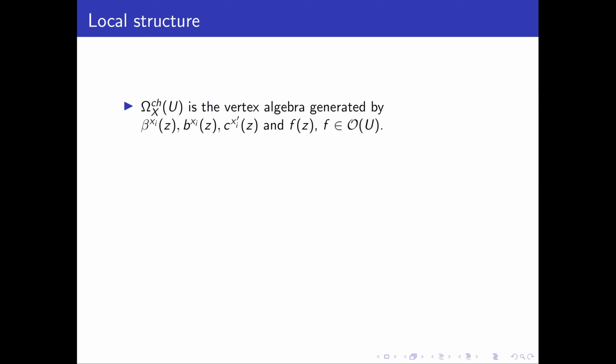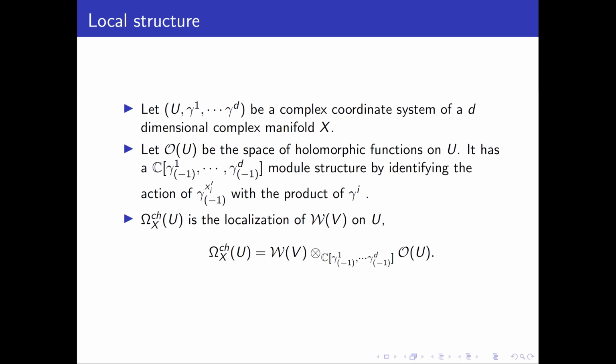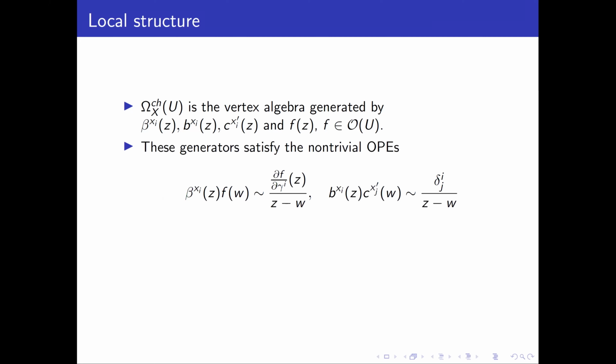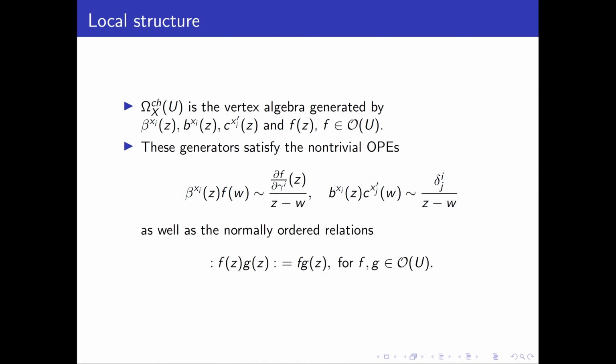Of course, previously this is just localized as a vector space. As a vertex algebra, the space of sections on U is generated by beta, b and c, this is just the previous beta gamma bc, and the function f, a holomorphic function on U. These generators satisfy the following OPEs. The beta with the function f is the following. So the zero mode of beta on f is just taking a derivative of f, and the bc is as before, as well as the normally ordered relations. The vertex product of f and g is just the function product of f with g.